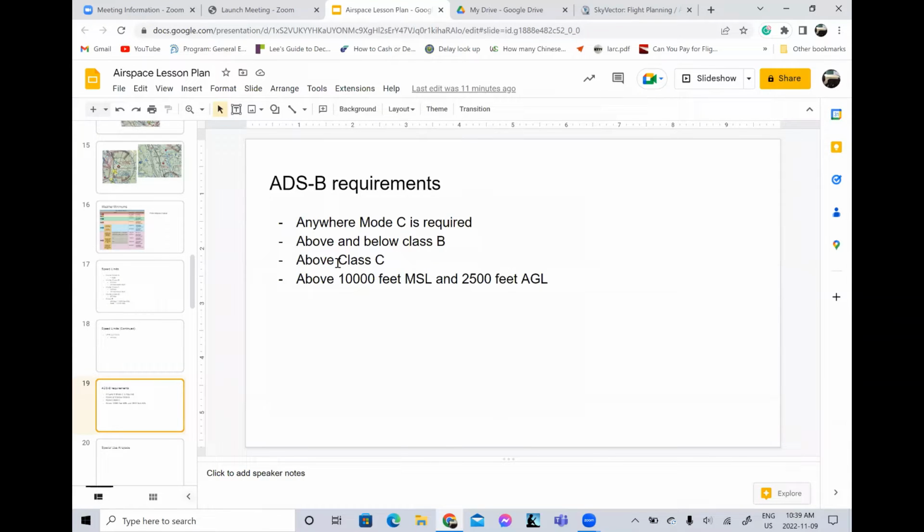You need ADS-B above Class Charlie. And if you're above 10,000 feet MSL and 2,500 feet AGL, you will need ADS-B.